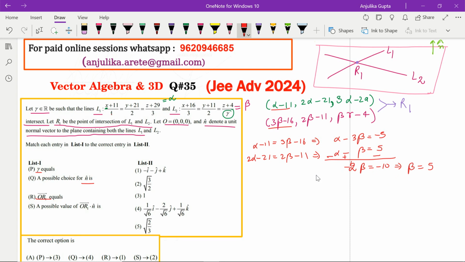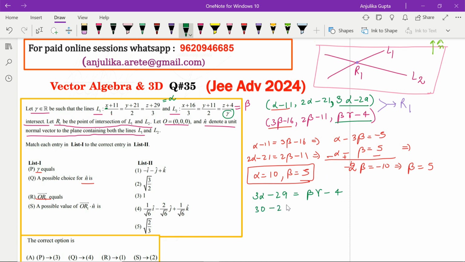And similarly you get the alpha value. Alpha is 5 plus beta, so 10. So alpha is 10 and beta is 5. Now we haven't equated the z coordinates, right? So let's equate that. Equating z coordinates will get you the gamma value. You see that? 3 alpha minus 29 should also be equal to beta gamma minus 4. Now you know alpha and beta. Plug in the values. You get 30 minus 29 is equal to 5 gamma minus 4. So you get 5 gamma to be 5. So gamma you get to be 1.